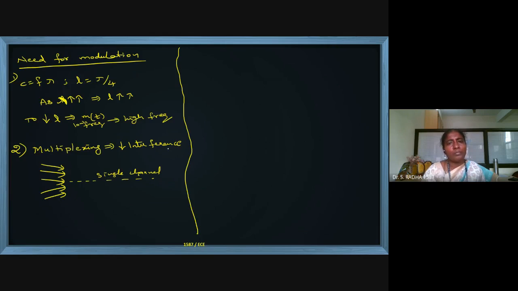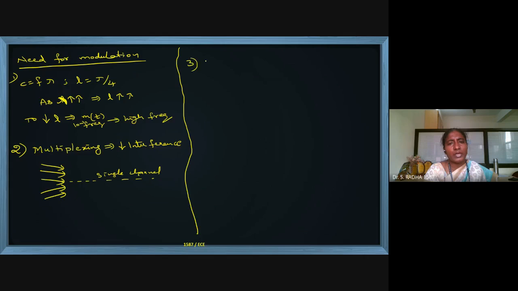Overlap of one signal on the other can be reduced, rather than having them freely moving in the open, without a single channel. If they are freely moving, there may be a chance of interference. This is the second need.